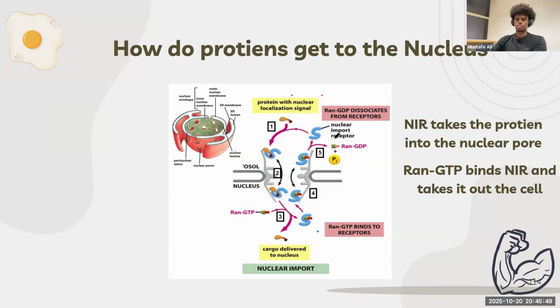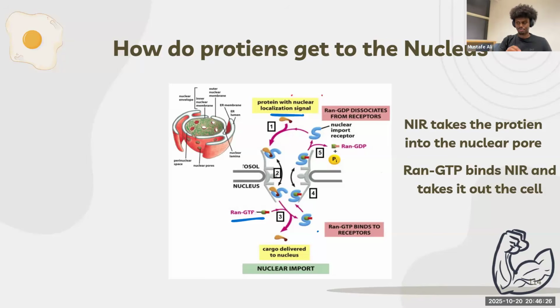All right. So how do proteins get into the nucleus? Now, this is a very similar process. What happens is that there is a signal on the protein called a nuclear localization signal, or NLS. This signal will be bound by a protein called NIR. Once NIR is bound to the NLS, it takes the protein through the nuclear pore. Once it's taken it through, there is another thing called RAN-GTP, which takes the NIR back out of the nucleus, and then it allows the protein to be free inside of the nucleus.